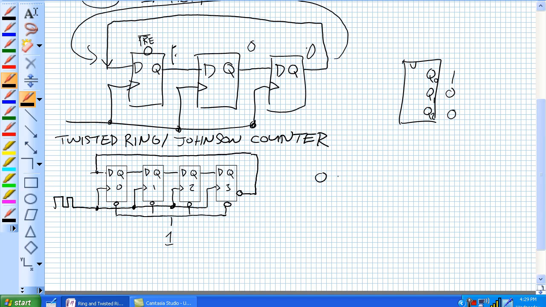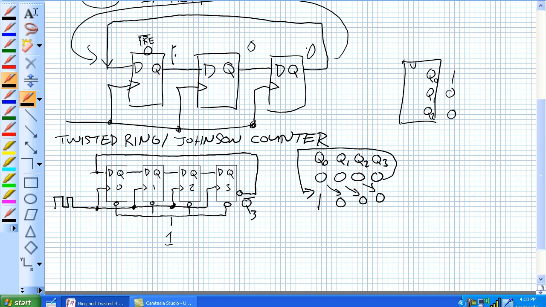So we're starting out at 0. Next clock pulse comes along. Everybody's still going to get shifted right. So how are we going to do this? Let's do Q0, Q1, Q2, Q3. That's a 0. What's being shifted into the Q0 position? Not Q3. Q3 was a 0. So what's being shifted in? One.